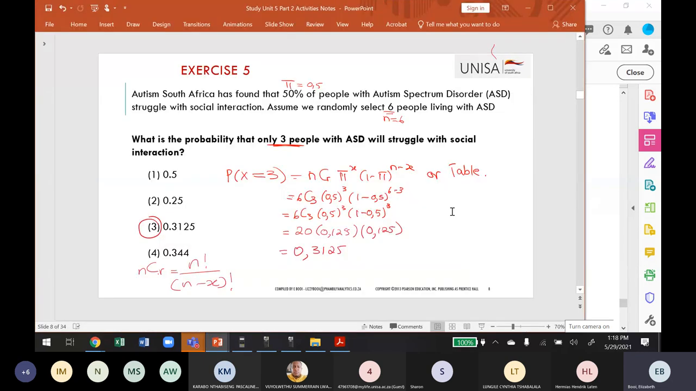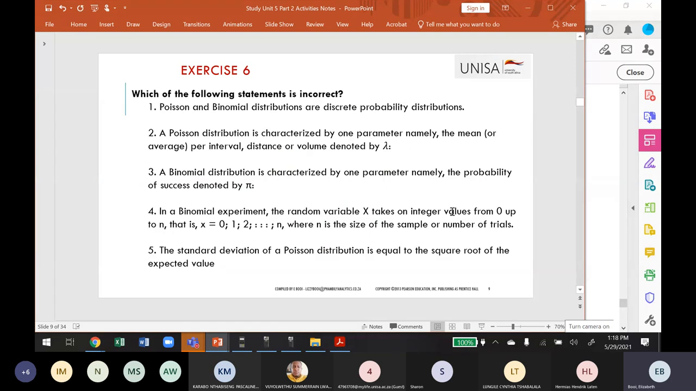Okay, so moving on to question number 6. Which of the following statements is incorrect? Poisson and binomial distributions are discrete probability distributions. Is this true or false? True. That is true. A Poisson distribution is characterized by one parameter, namely the mean per interval, or the average per interval or the distance or volume, denoted by lambda. Is that correct? True. That is correct. I'm going to skip 3. I'm going to go to 4.